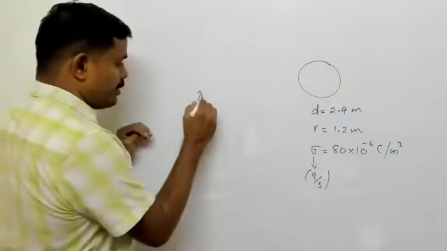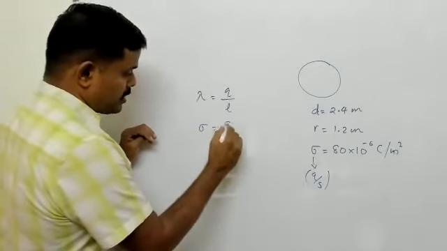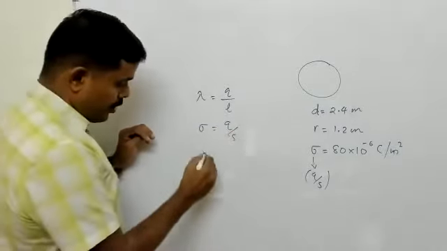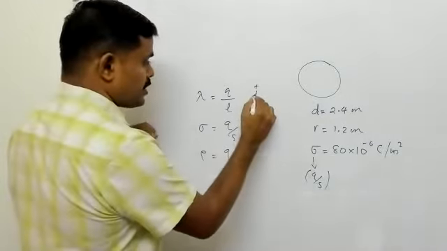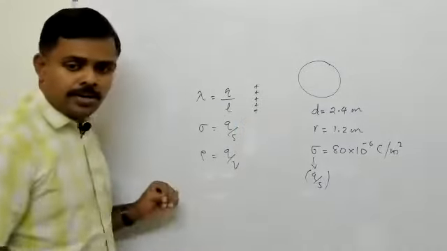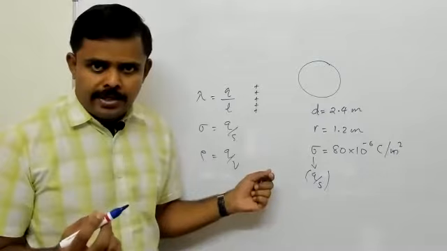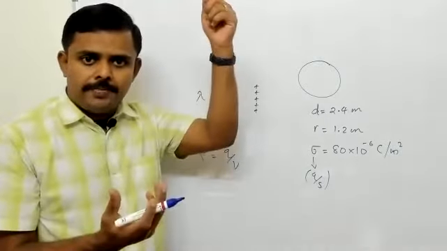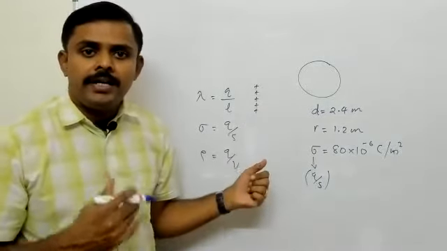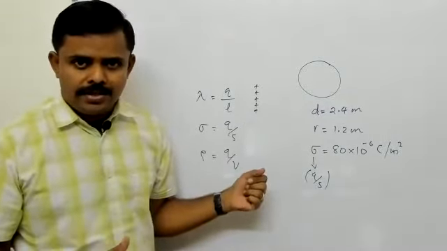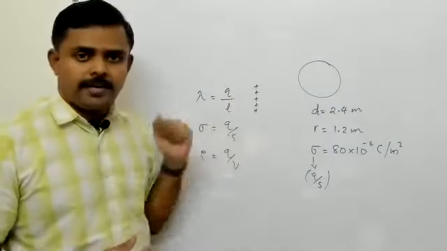There are three terms: lambda, total charge by total length; sigma, total charge by total surface area; rho, total charge by total volume. This is for linear charge distribution, where charges are on a line, like a string or a thread you give charges to. Lambda is called linear charge density, and it is Q divided by L.